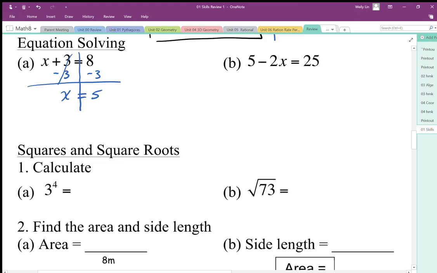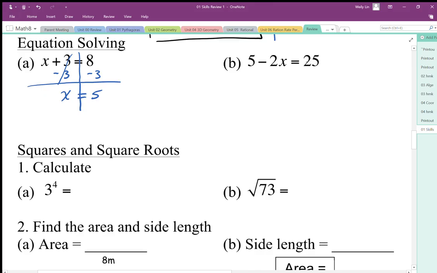So the key ideas are balance, what you do to one side you have to do to the other, and opposites. We do opposites to show our steps. And we do all our work vertically. With this one here, be careful, do not do 5 minus 2, because this really means times 2x, so this is 2x's, this is 5 ones, we can't combine those together.